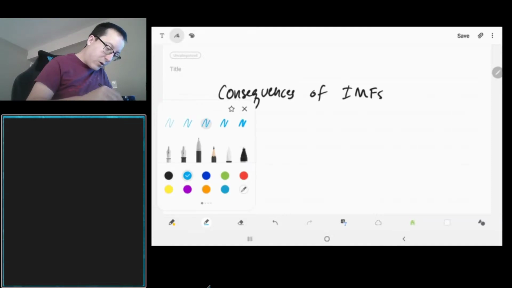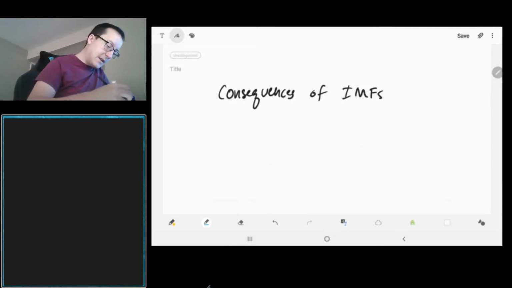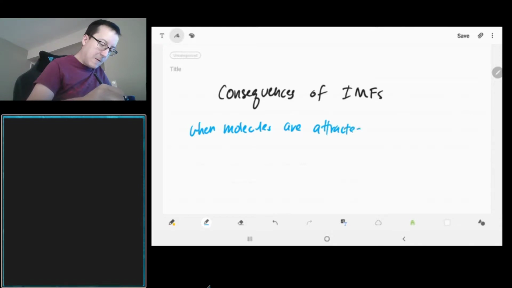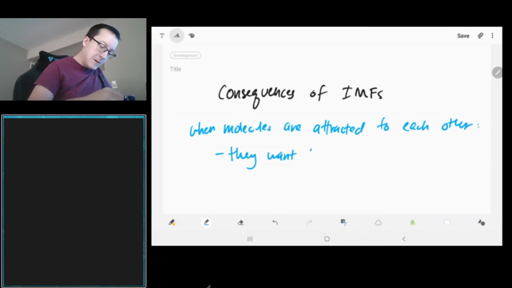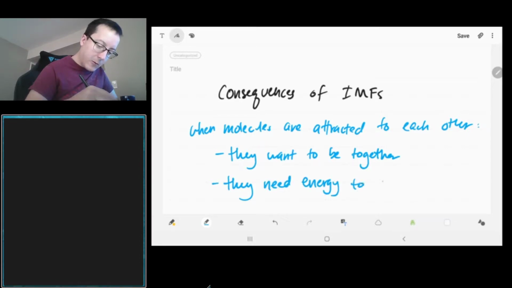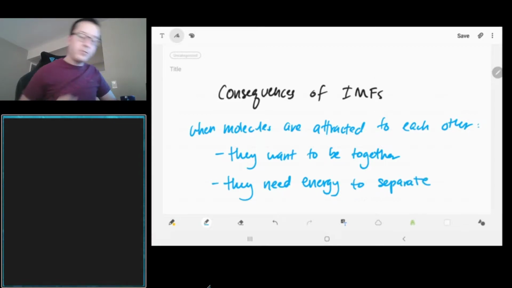So again, the core lesson here for us to understand is that when molecules are attracted to each other, we have two things, right? Of course, they want to be together. They need energy to separate. So it's the two things we're working with here.